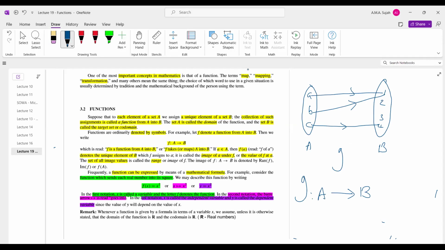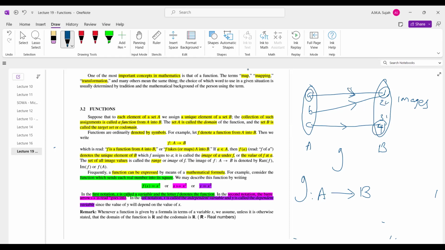Now 1 and 4, we can call images, right? Why are we saying 1 and 4 are images? Why am I telling this image? If this is the codomain, so B is the codomain, in the codomain, which elements are assigned with the domain elements? These elements we can call images, right?